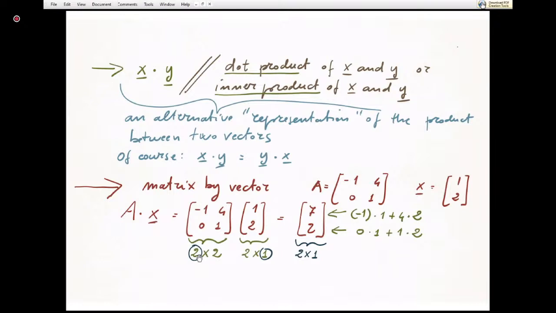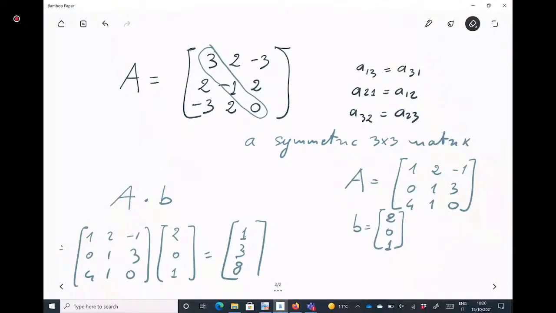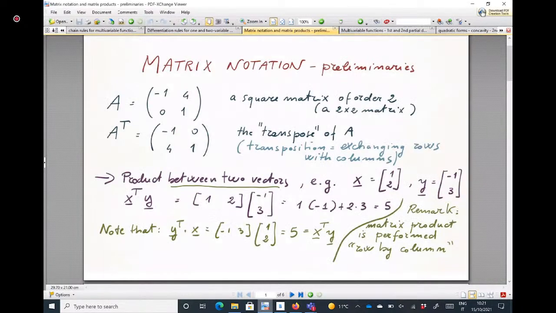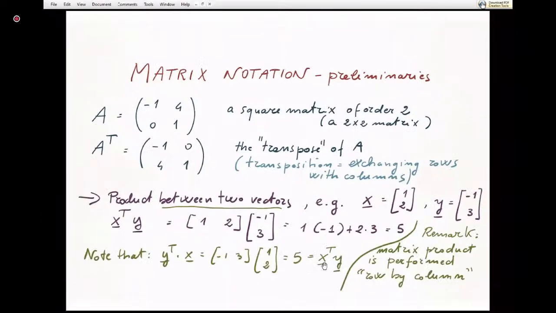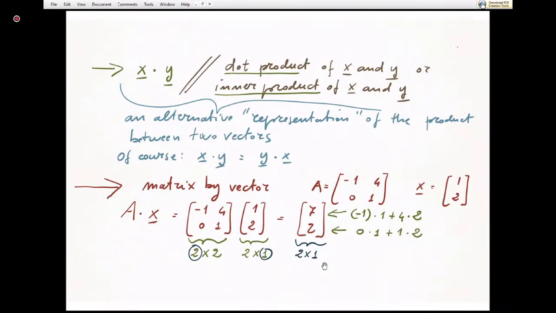Now, go back here. And already here, no more commutative property. Or here we have a commutative property holding, but it's enough to switch to the product between a matrix and a vector, and we don't have any commutative property anymore.